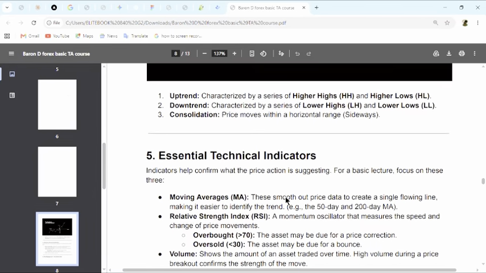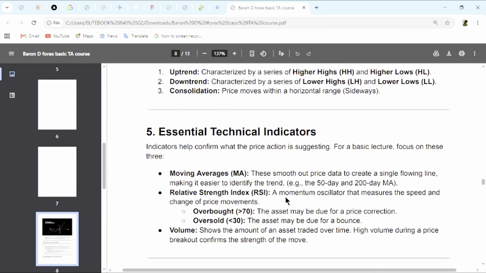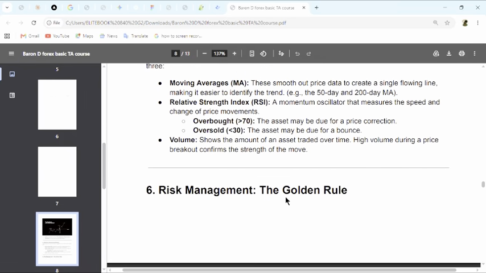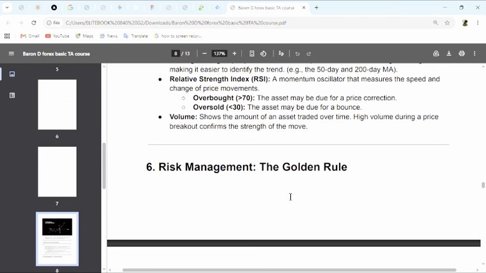We also spoke about the essential technical indicators like the moving average, relative strength index, and the volume indicator. We spoke about risk management as well. The previous video was very informative, very educative. That's why the video is 24 minutes long. So do well to watch the previous video.